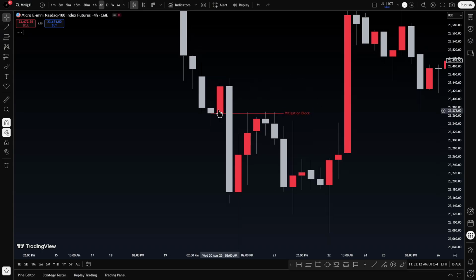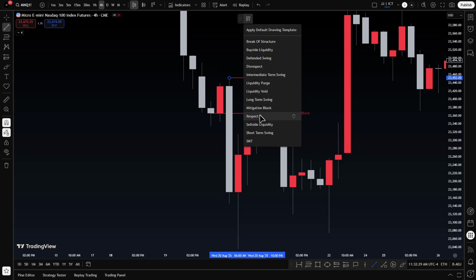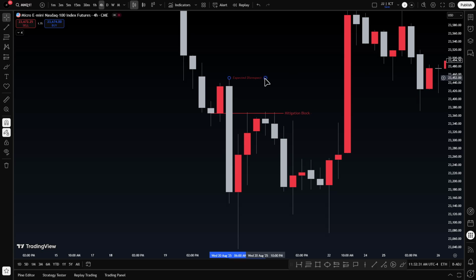And then since the retracement higher broke the deepest down close candle's high, the deepest swing after that retracement would be the expected disrespect level of the what? The mitigation block. It'll be the level that would cause the mitigation block to be violated.